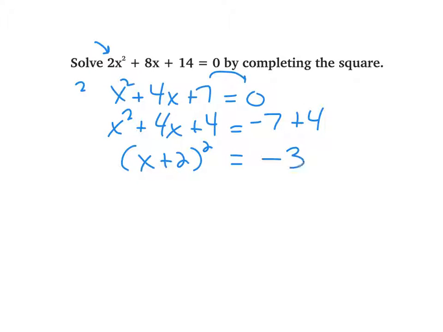Right-hand side, I'm going to get negative 3. Once you get here, you're ready to take the square root of both sides. I get x plus 2. Over here, you get plus or minus. Don't forget, but it's a negative square root, so you got to take out an i, make it positive square root of 3.